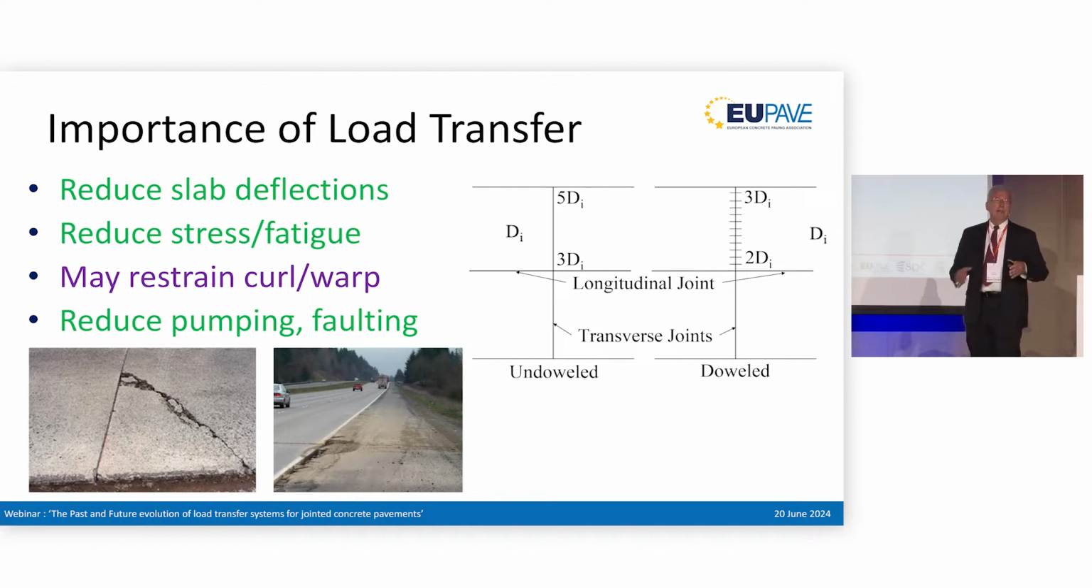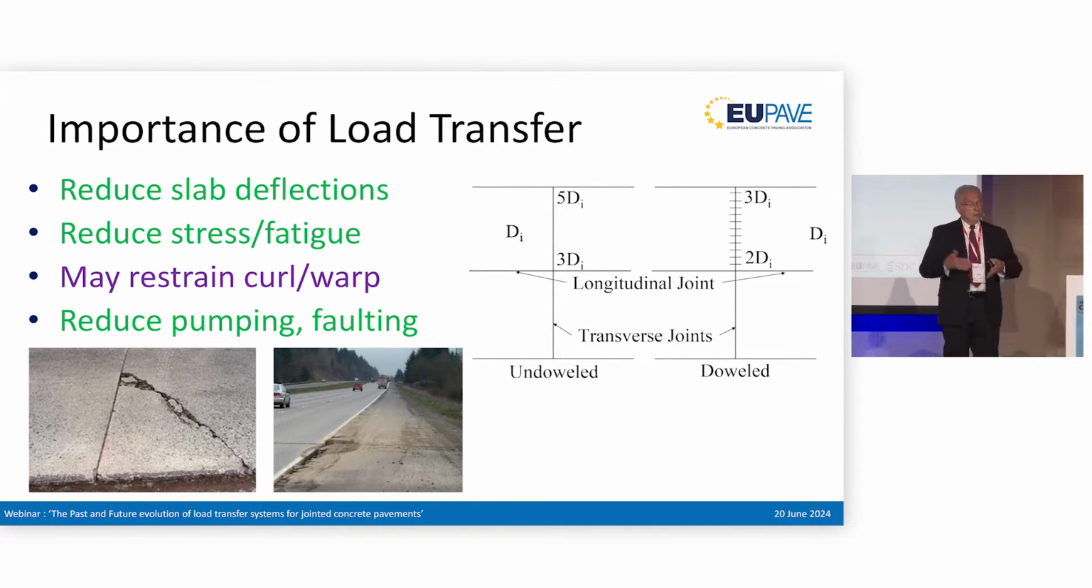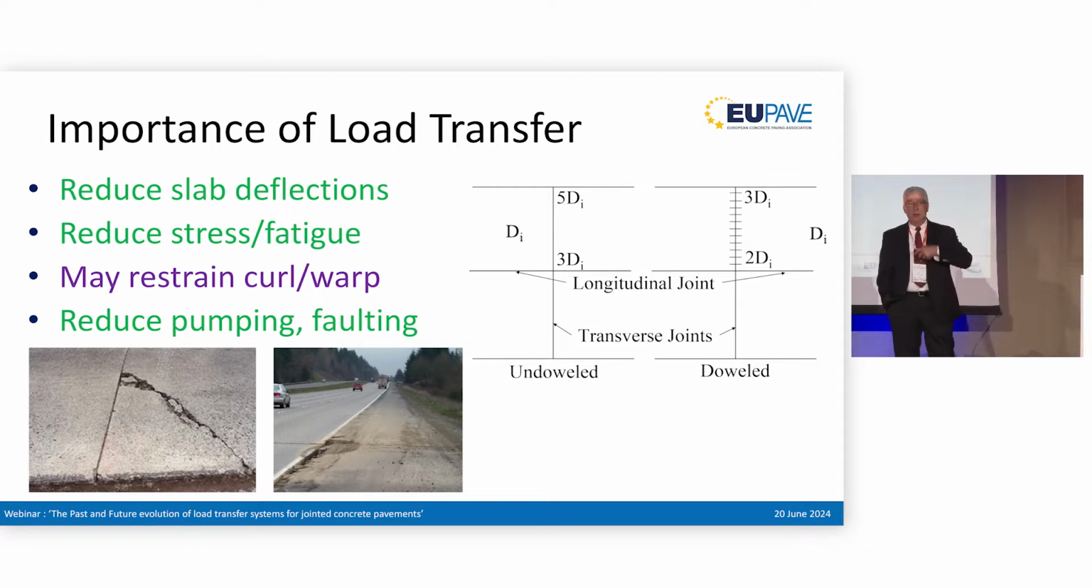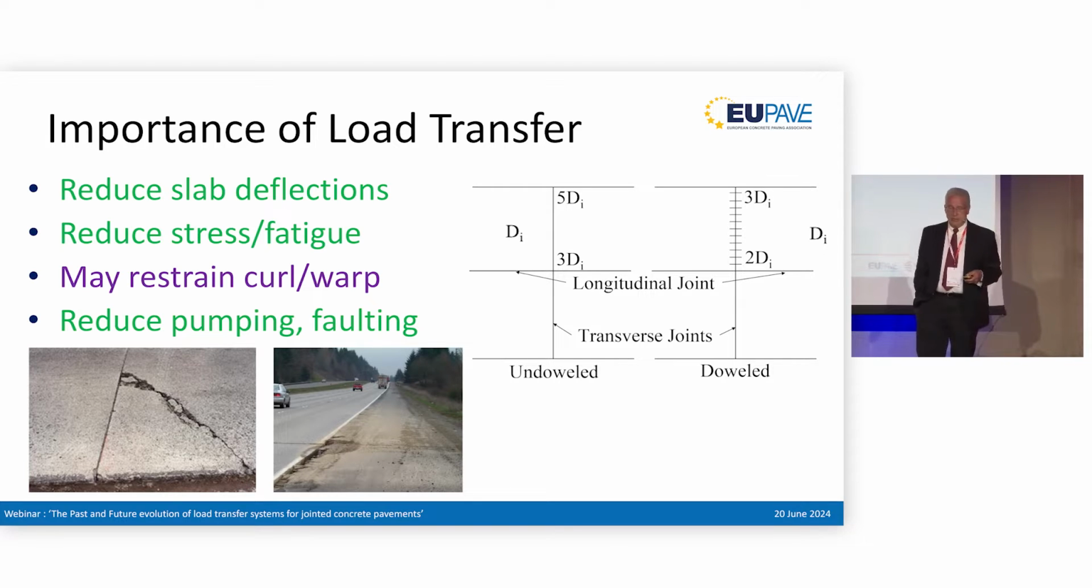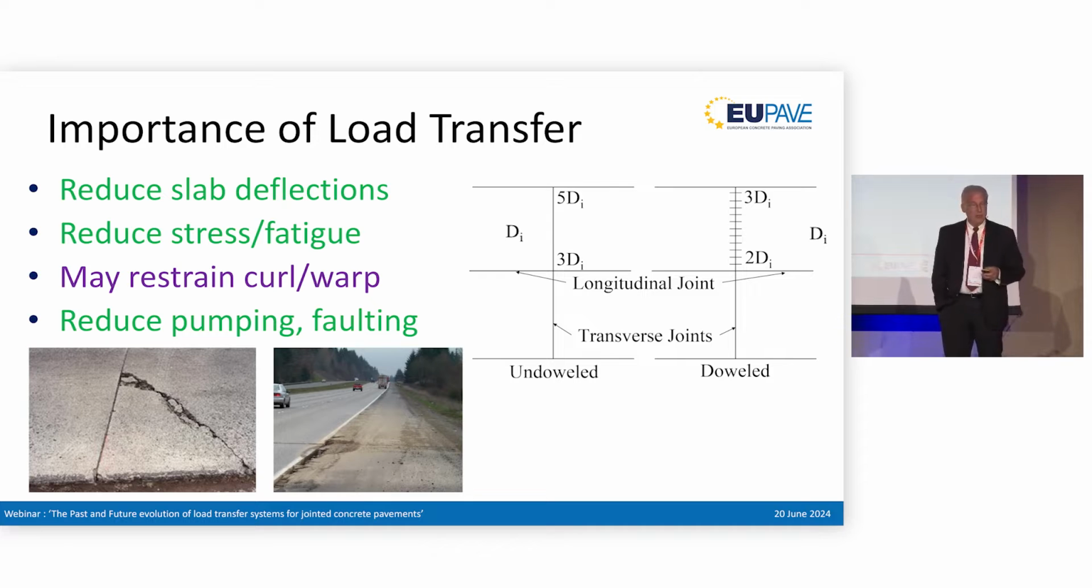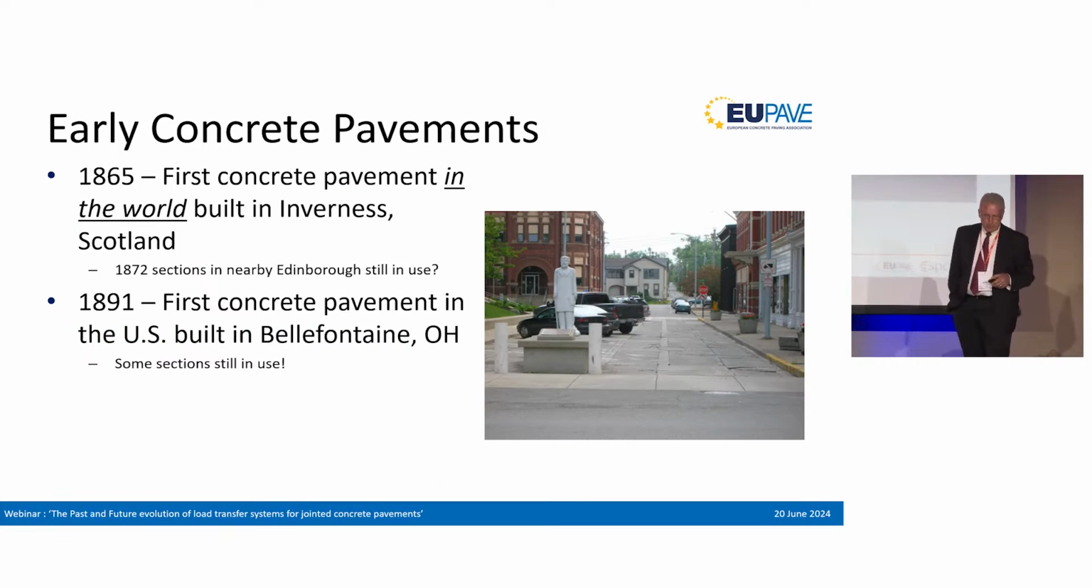What we're referring to is the ability of any transverse joint or longitudinal joint in a concrete pavement to move the load from one pavement slab to the adjacent slabs, thereby reducing the deflections in the slab. And if we reduce the deflections in the loaded slab, then we also reduce the rate of accumulation of fatigue, we reduce the stresses, we reduce the potential for pumping and faulting of the slab, and we may also restrain some of the curling and warping that has been mentioned in some of the previous presentations.